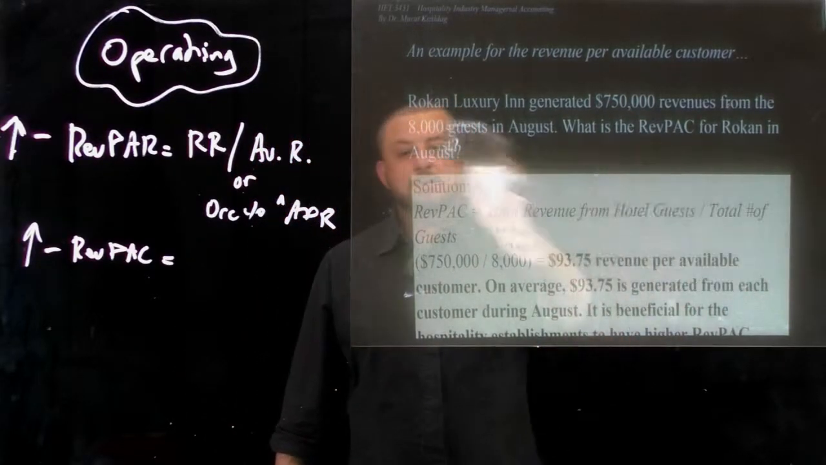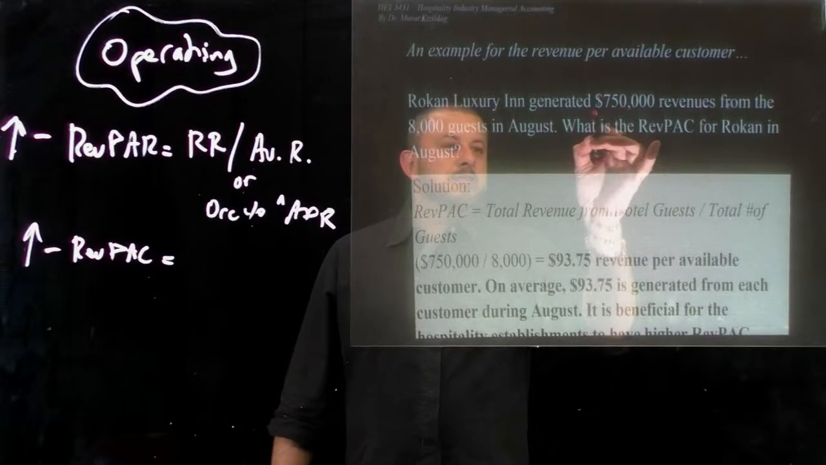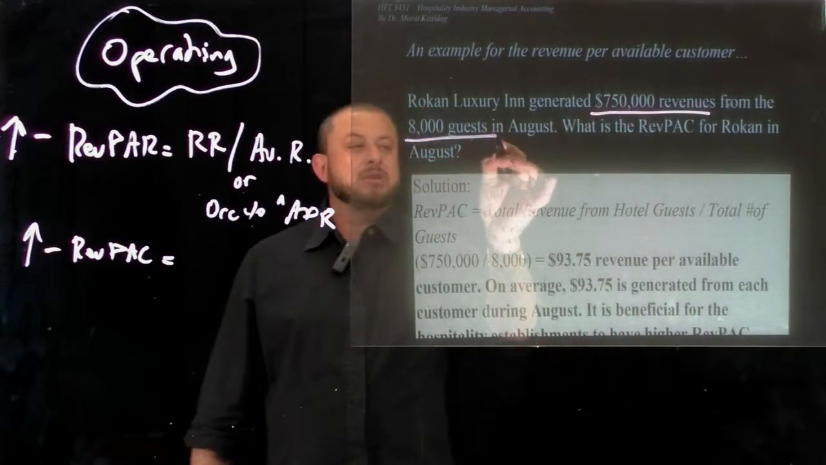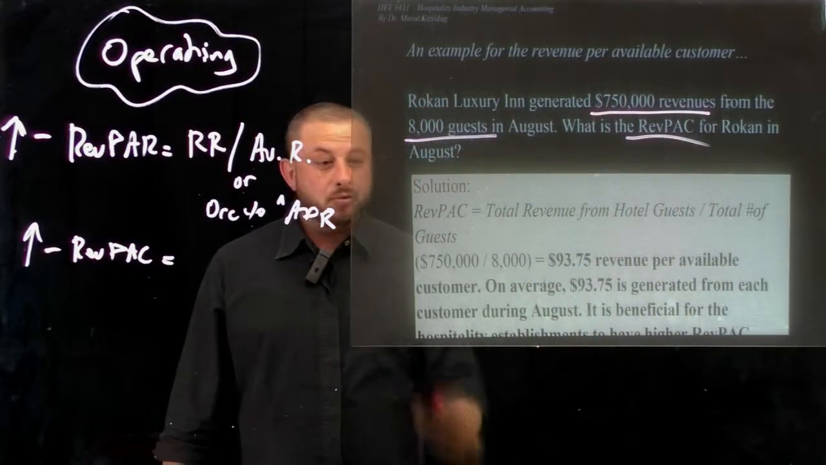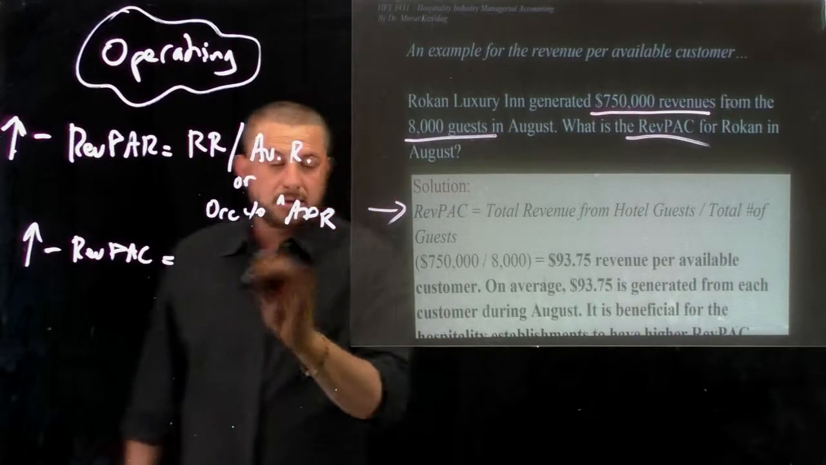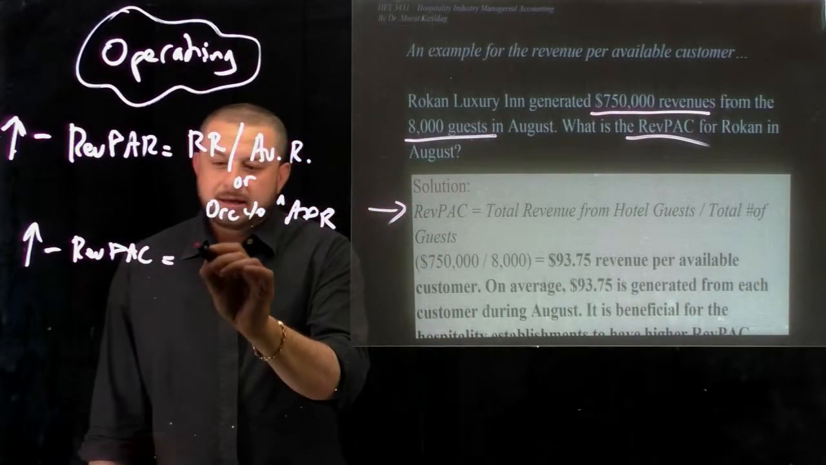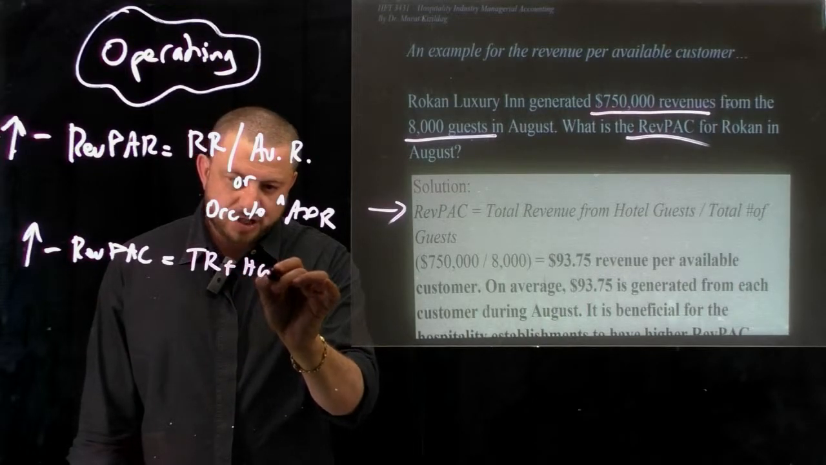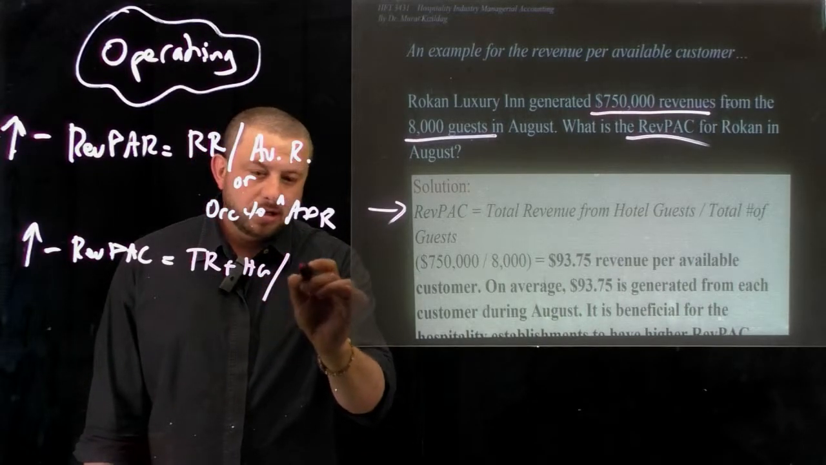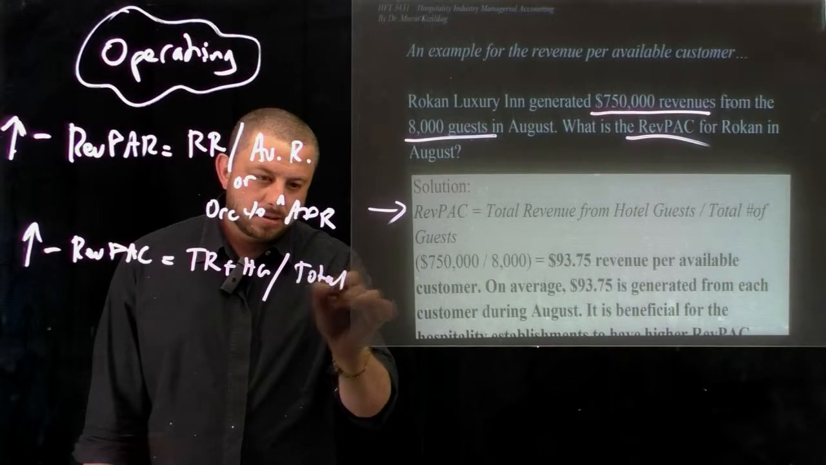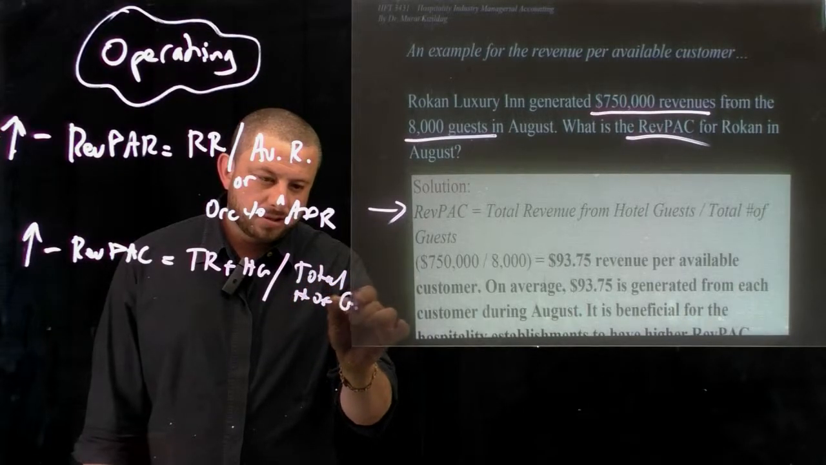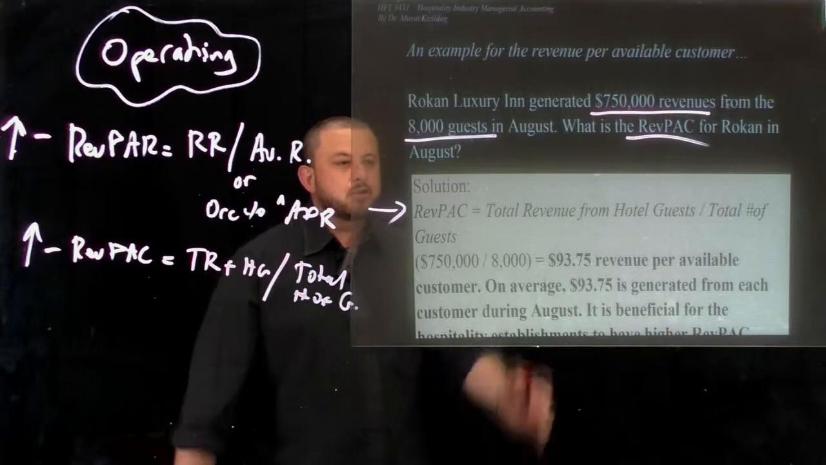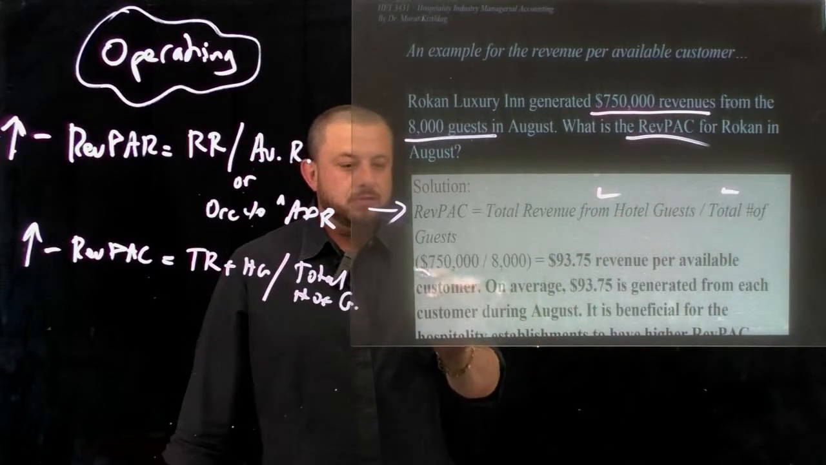Take a look at this example, Rocken Industry, $750,000 in revenues from 8,000 guests. We are trying to find the RevPAC over here. This is the equation, meaning the equation is total revenue from hotel guests over total number of guests, okay? So we have both of the components over here. We will do a simple division.